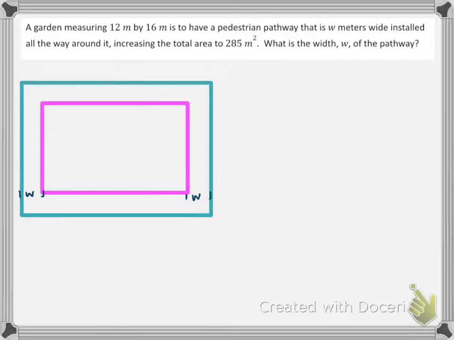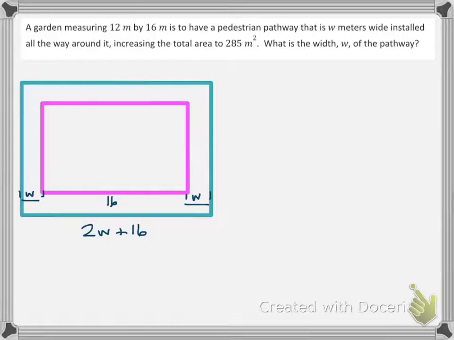So if the original was, or sorry, not feet, meters. If the original was 16 meters, I just added a W on the left side, that distance, and a W on the right side. So wouldn't that be 2W plus 16? That would be the length.